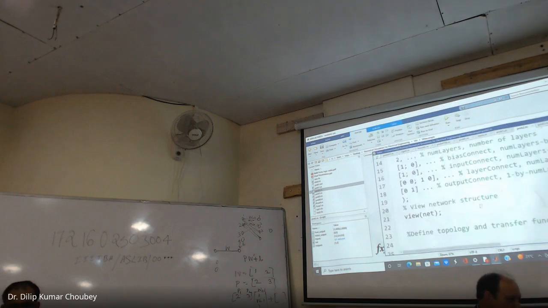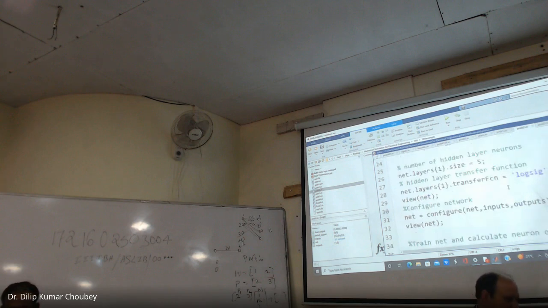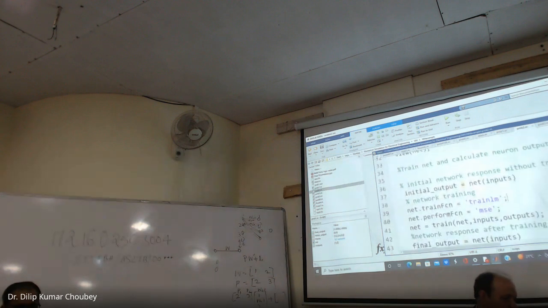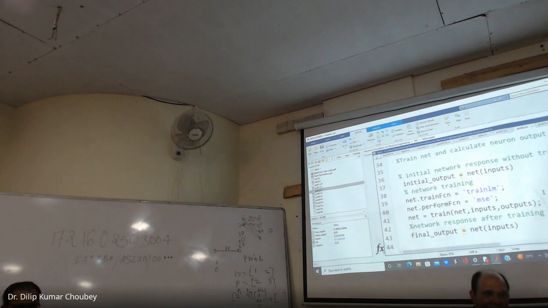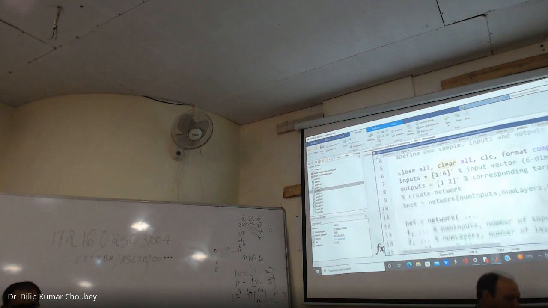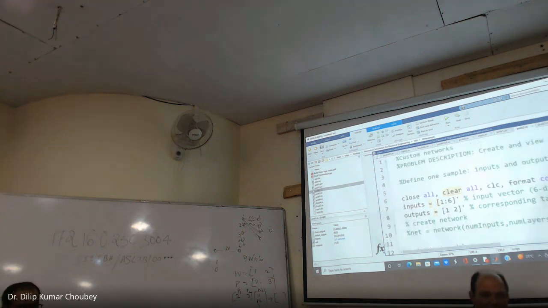First we consider only the view net, where we find out the network structure. The second one we consider the number of hidden layers, the number of nodes 5 and 2. The third one we consider training the network. This is the final output, your trained network. This way we write down and create the networks and train the system.